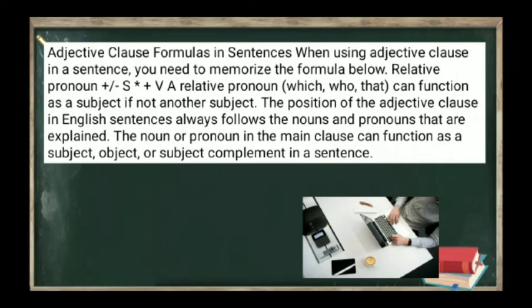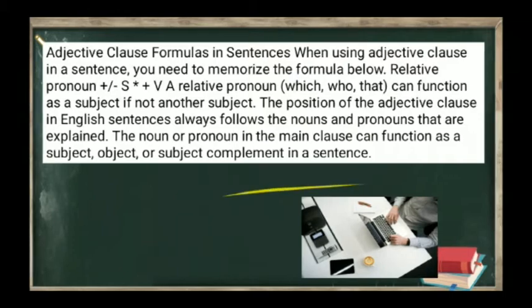Adjective clause formulas in sentences. When using an adjective clause in a sentence, you need to memorize the formula below. Relative pronoun, positive or negative, subject plus verb. Relative pronouns which, who, that can function as a subject if there is not another subject. The position of the adjective clause in English sentences always follows the nouns and pronouns that are explained. The noun or pronoun in the main clause can function as a subject, object, or subject complement in a sentence.